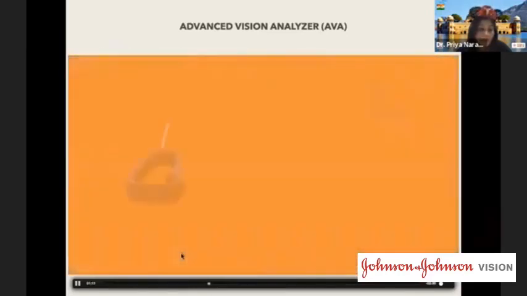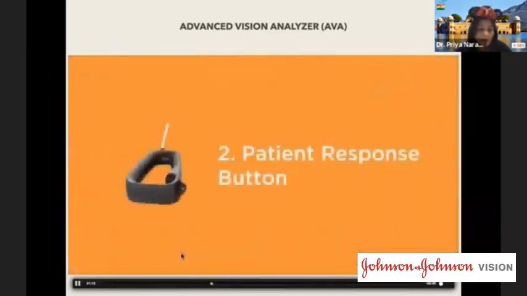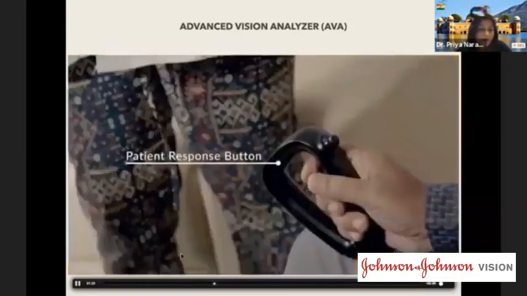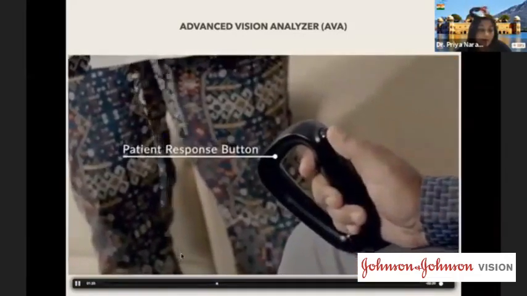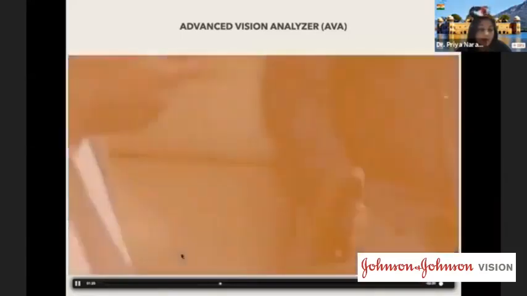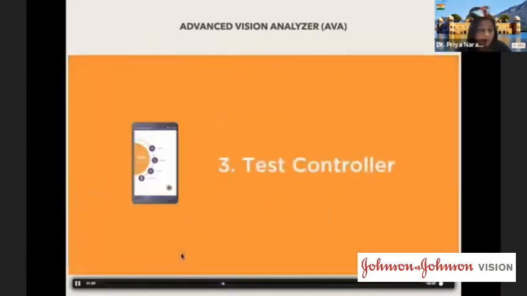The PR button is connected to the HMD through a wire, and for a given stimulus to be recorded as seen, the patient presses the button. The computing system then determines the test results with the recorded information.